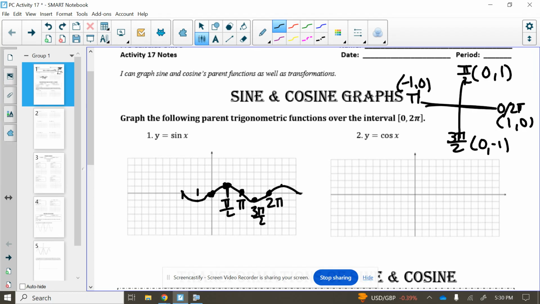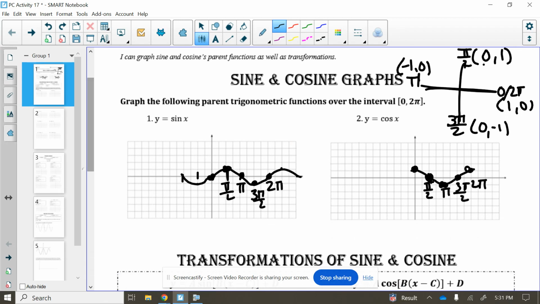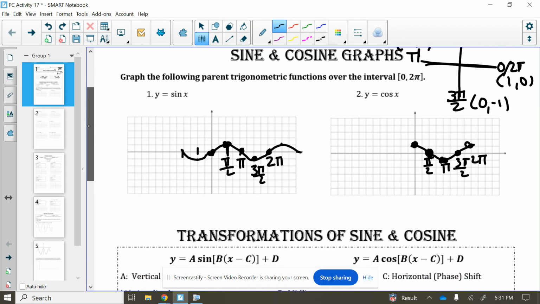Now, cosine, we are using our x values. So at 0, cosine starts at 1, then the x value goes down to 0 at pi over 2, then down to negative 1 at pi, back up to 0, back up to 1. If you think about these as our coordinates around the unit circle, we would see this basic graph of cosine based off of those x values around our unit circle.